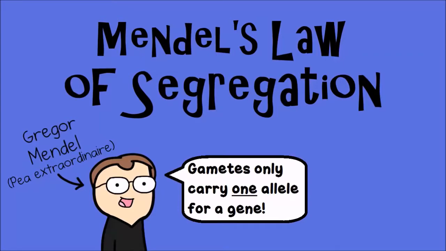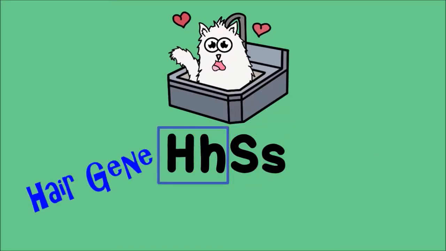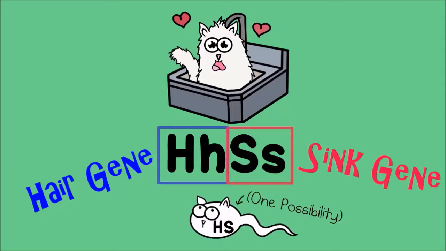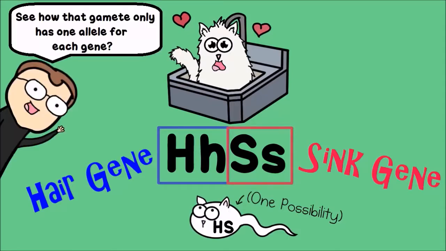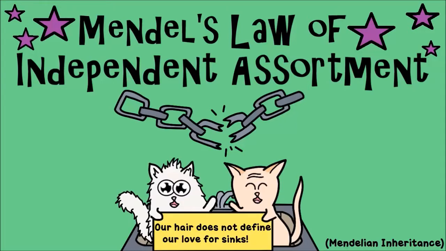Well, if you have a cat that is big H, big S, little s, then there are four alleles there. Two genes, one involving hair and one involving sinks. So if gametes carry only one allele, a letter, per gene, that means that each gamete is going to have two alleles. In those gametes, you have to account for every possible combination. Mendel's law of independent assortment says that those alleles are not linked. That means a cat can have hair and like sinks, or not have hair and like sinks. There is no link with the sink.